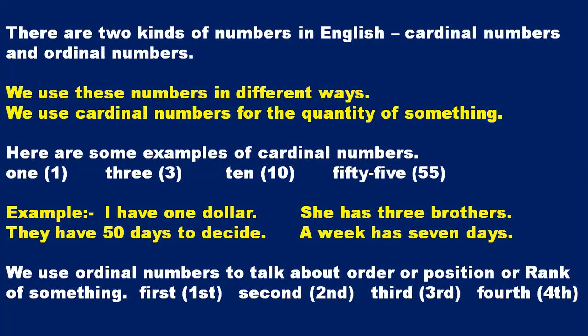Next is given: they have 50 days to decide. So 50 is given here. This is also counting, and whenever counting comes, in that case your number will be a cardinal number. A week has 7 days. So 7 is your numbering once again. Whenever numbering is coming here, that is known as your cardinal number, right?